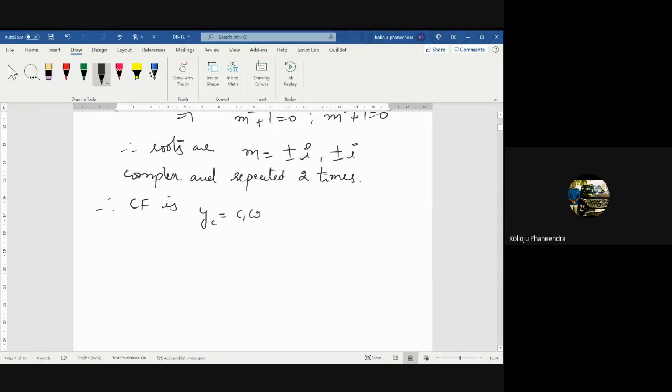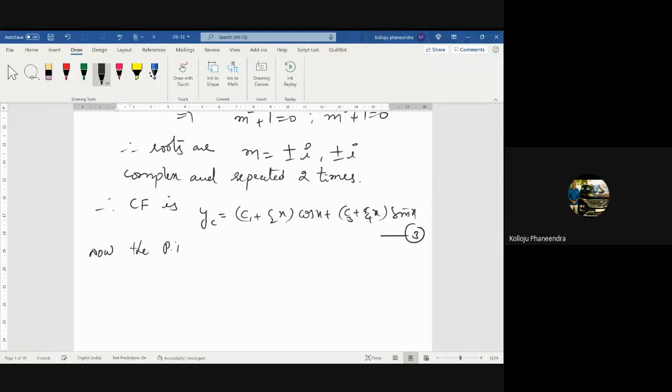So the constant C1 multiplies cos x. Sorry, the roots are repeated 2 times, so instead of a constant I have to write a first degree polynomial. That is yc = (C1 + C2 x) cos x + (C3 + C4 x) sin x. This is equation 3. Any doubts?